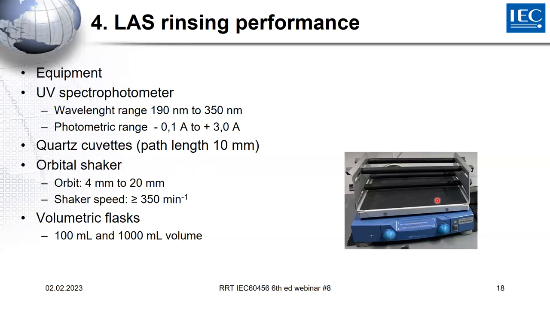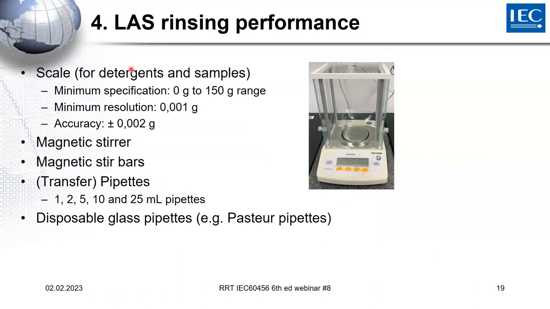They are quite expensive. You need an orbital shaker for the extraction. We have found out that the orbits that we used in different labs are usually between 4 and 20 millimeters. And the shaker speed should be 350 RPM or above. You will need also some more equipment like volumetric flasks. You need scales. The scales have to have quite good resolution and accuracy. This is something you should take care of.